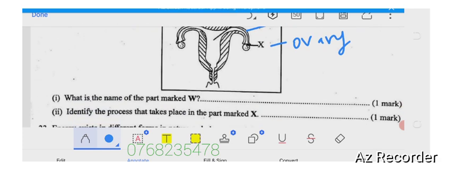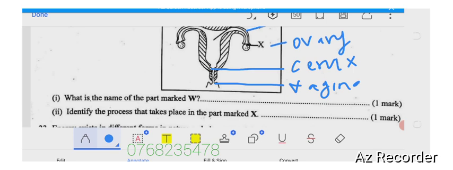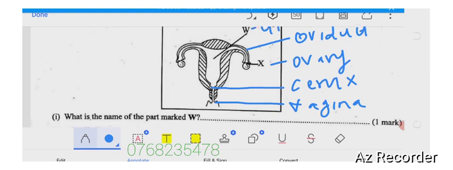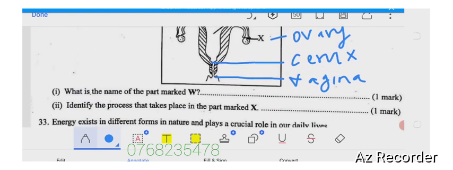We have this part called the cervix. Then we have another part there which we call the vagina. Some people call it the birth canal. It allows for deposition of sperms and at the same time allows for giving birth to take place. So let's go straight to the question.